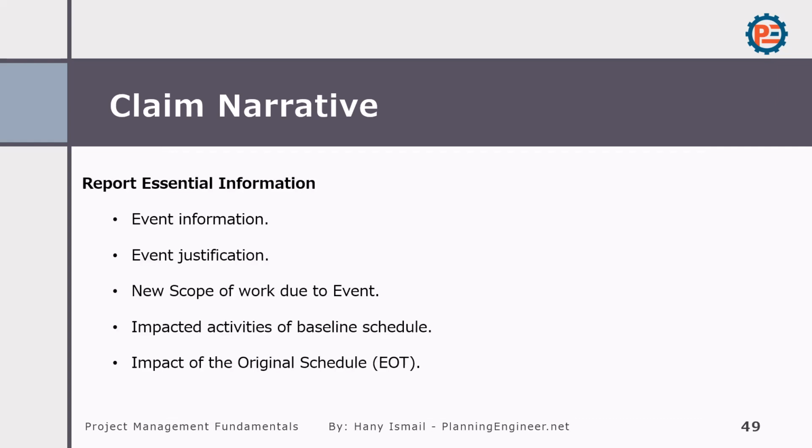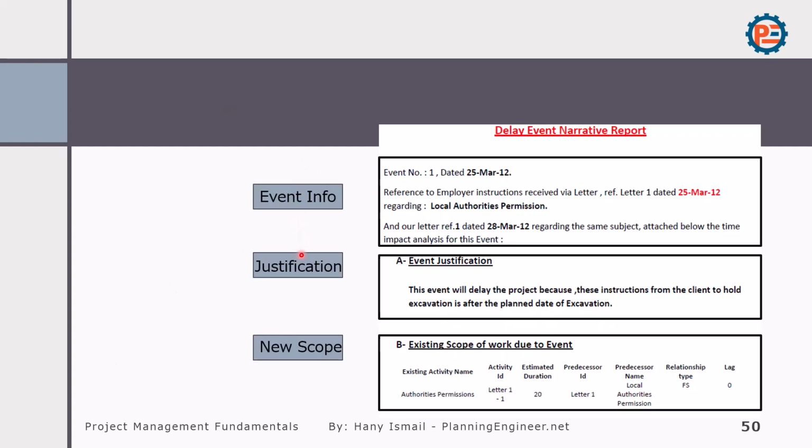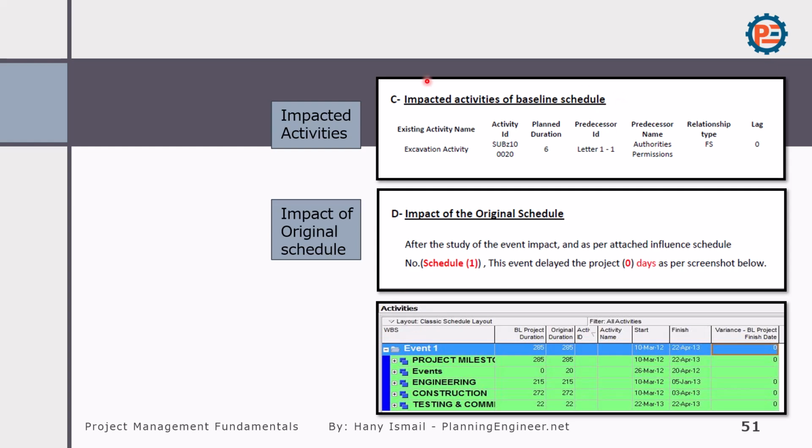Also, after you created the chronology, you need to have the essential information, the event information, justification, and the scope of work. You have here to define the event, and then you make your analysis in the narrative report. You can take some screenshots of your schedule analysis also. By creating a strong narrative report, you pass 50% of your claim negotiation, because without a strong narrative report for delay events, you most likely will not get anything from your client.